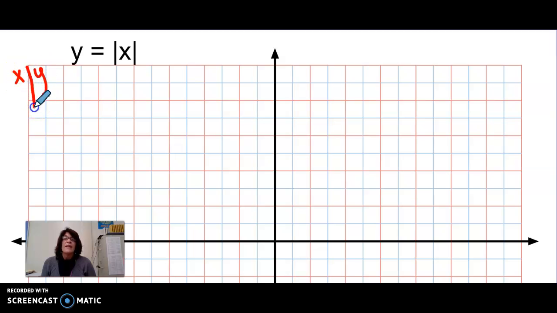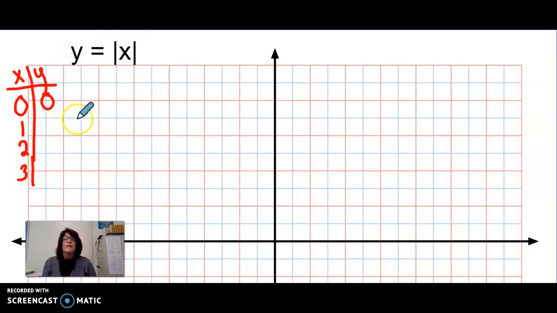Now, when I am faced with a graph that I'm unsure about, I just start sticking numbers in for x, doing what the function tells me to do, find the y-coordinate, and then plot points and hope I see a pattern. I usually start with 0. Absolute value of 0 is 0. I put in some positives.